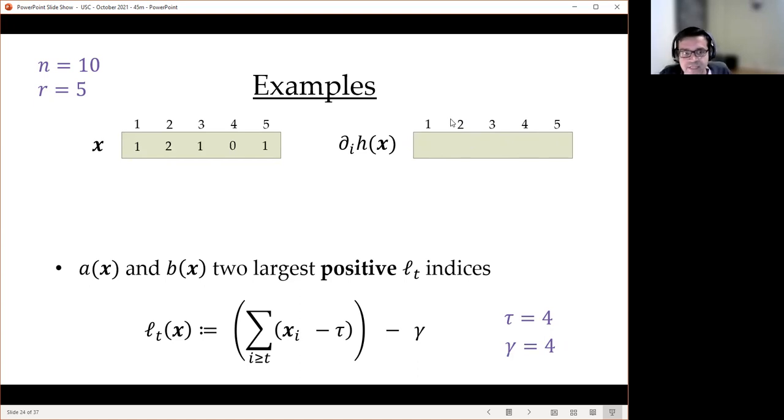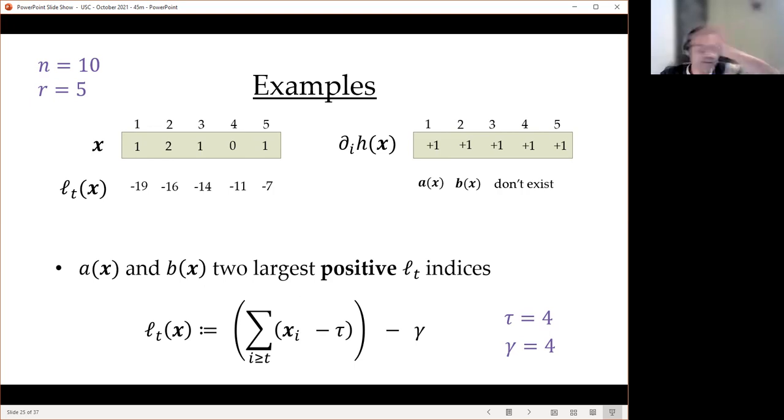The other extreme is when I pick an x where I hardly pick anything from any part. So all the numbers are small. And again, if you do the math, you will get that the numbers are now negative, because tau is roughly half the size of 9. So all the contribution here is negative. And then AX and BX don't exist, because AX and BX are the largest indices which are positive, and therefore all the marginals are +1, which is saying that if you pick an x which is very small, every coordinate is going to give you +1, and again you cannot distinguish between any of the coordinates.